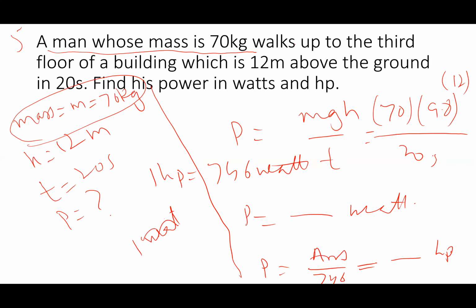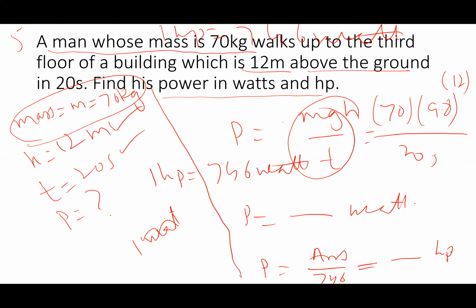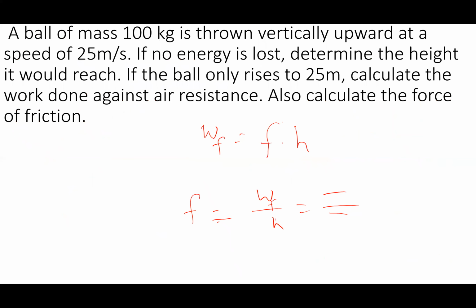A man whose mass is 70 kg, mass is given, walks up to the third floor of a building, which is 12 meter above the ground, in 20 seconds. Time is 20 seconds. Find the power in watts and in horsepower. We know that 1 horsepower is equal to 746 watt. Using the formula power is equal to mgh divided by t, you can find this.